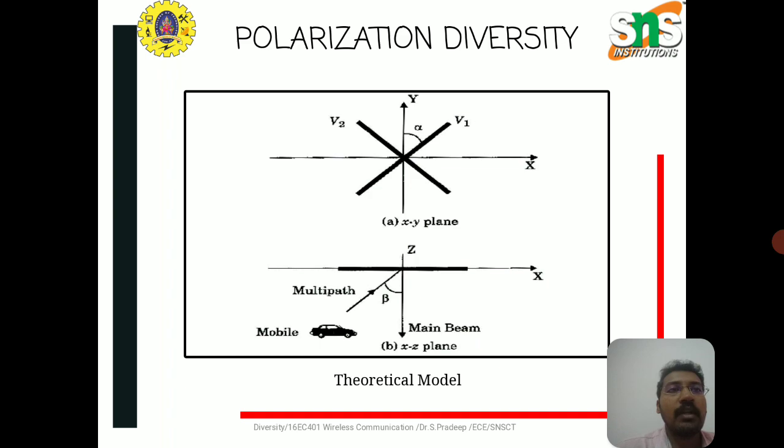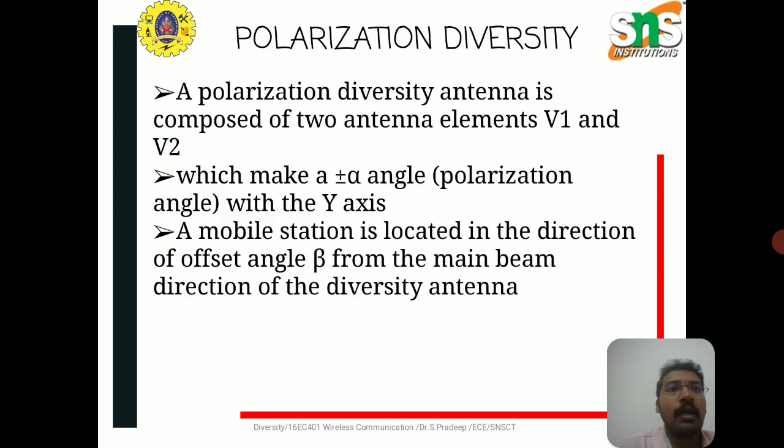The theoretical model of polarization diversity is given in this figure. A polarization diversity antenna is composed of two antenna elements V1 and V2, which make a plus or minus alpha angle with the y-axis. A mobile station is located in the direction of offset angle beta from the main beam direction of the diversity antenna.